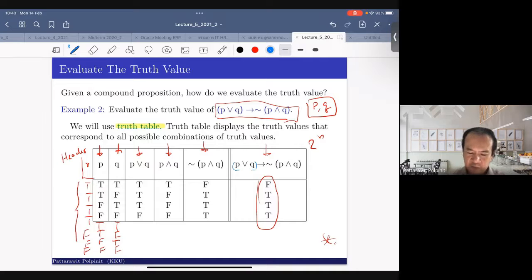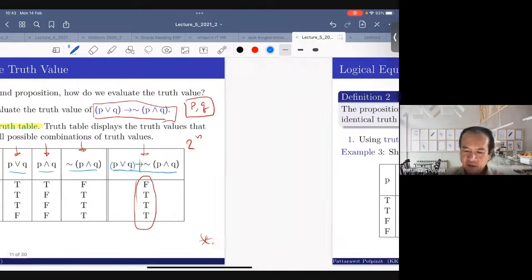Basically, once you write all possible truth values of each atomic proposition, you can just find the truth value for each expression, building up to the final one. You might separate the final proposition that you want to find into smaller propositions, and then combine them to make the final proposition that you want to find the truth value of.